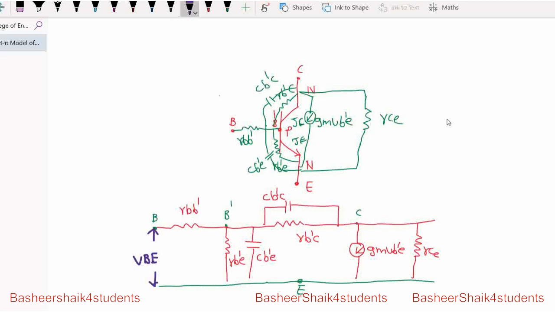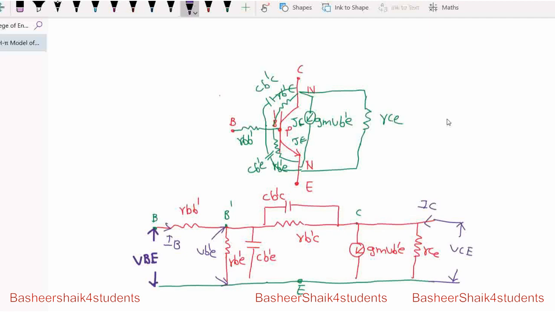Some amount of voltage drop takes place at the RBB dash. That's why the voltage over here is named VB dash E. The current flowing in the base terminal is the IB, the current flowing in the collector is the IC, and the output voltage is the VCE. This total circuit is named the H-pi model, the hybrid pi model.